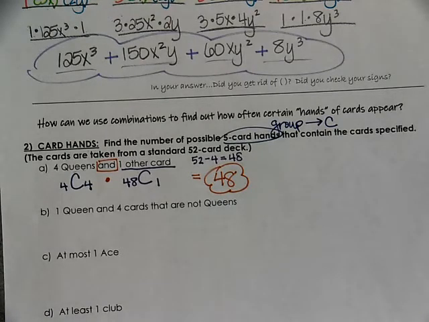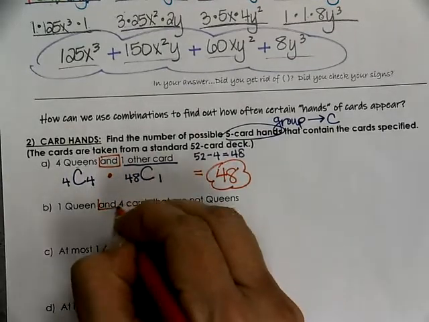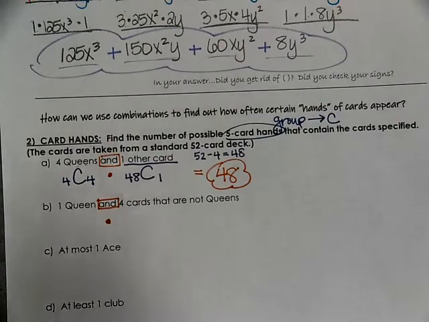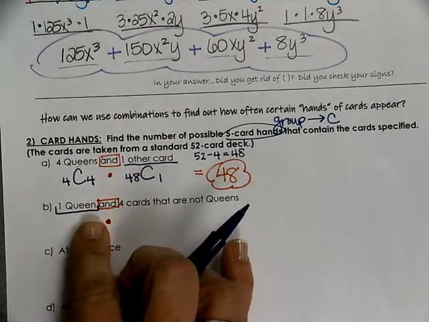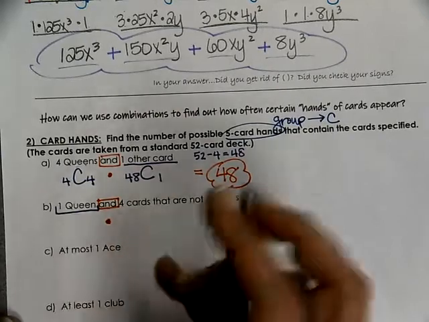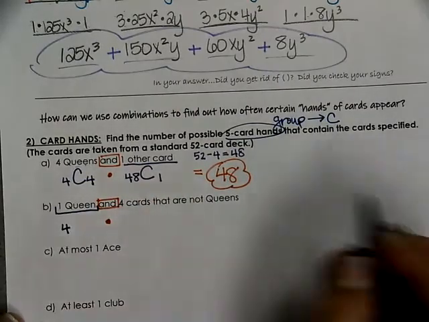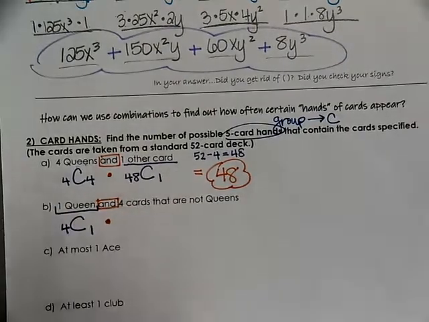So let's look at this. Next one says 1 queen and 4 cards that are not queens. So the and tells us we'll be multiplying those together. And this time we start with 1 queen. So how many total queens are there? Well, we said in a deck of cards there are 4 queens. And we want only 1. So 4C1.